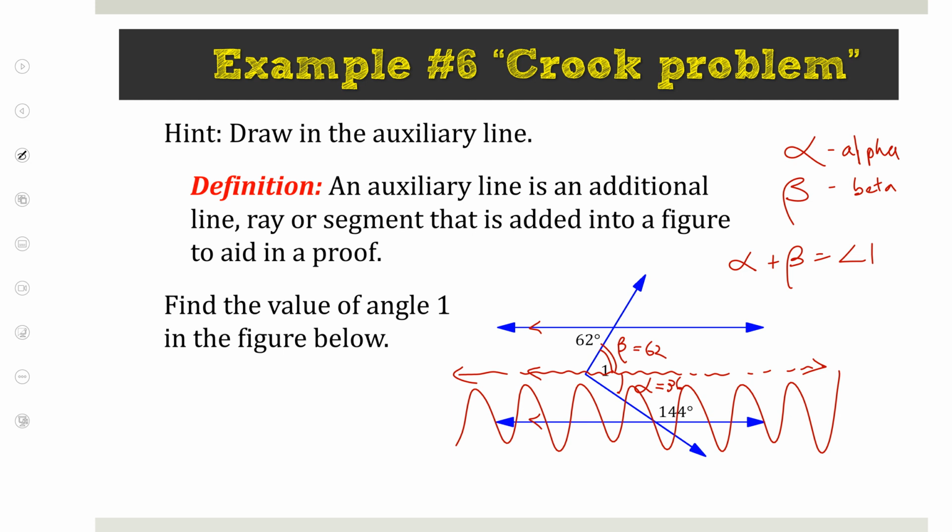Okay. Even if she didn't know that those are alternate interior angles, she can still tell me that that's 62 degrees because they're both acute angles. Okay, that rule stays in place. Acute angles are equal to acute angles. Acute and obtuse are going to be supplementary. So now we answer the question. How big is angle 1? 98. Beautiful. 62 plus 36.